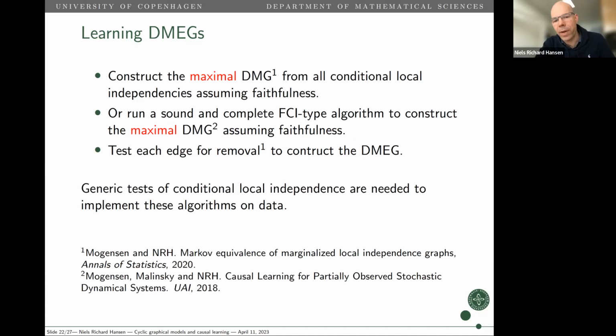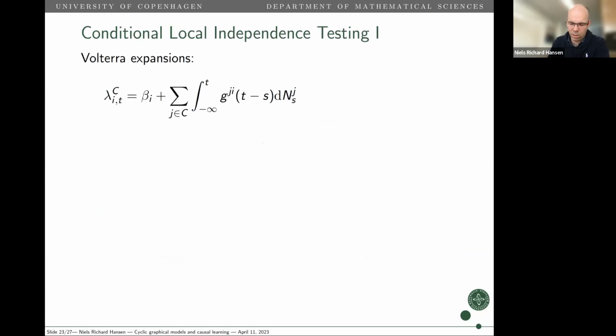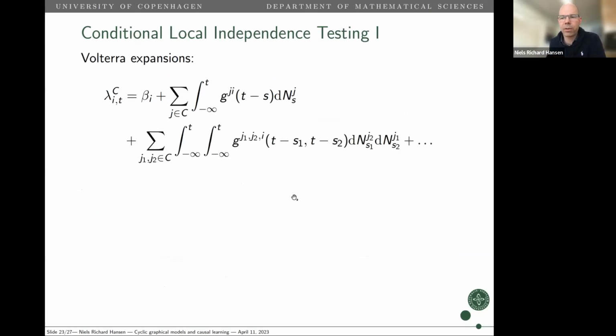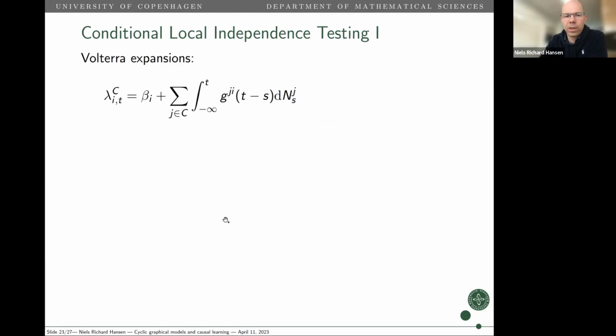But to implement this in practice, we need conditional local independence testing. All of the algorithms I've described here are Oracle algorithms, so they assume that we can query the independence model. And of course, we cannot do that in practice. We need, from data, to be able to test whether we have conditional local independence. So just for the last 5-6 minutes here, I will say a bit about how we can do conditional local independence testing. I think I skipped a few slides here.